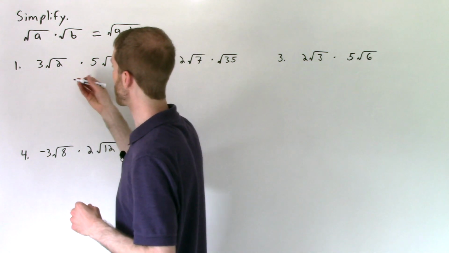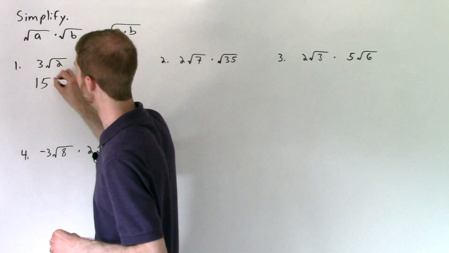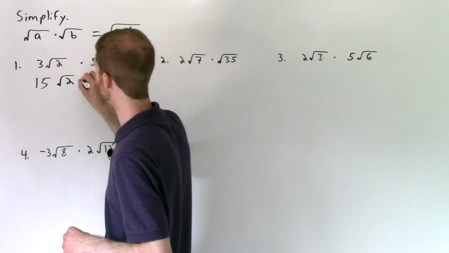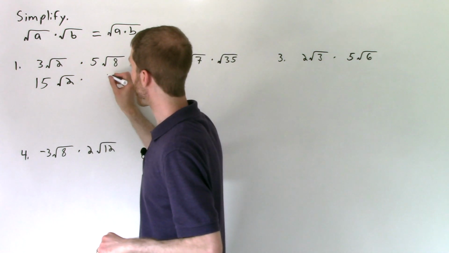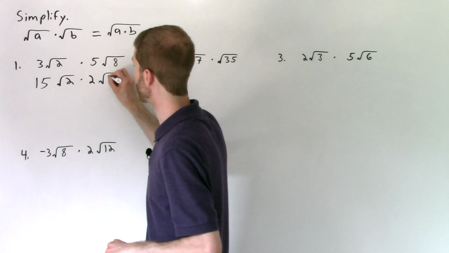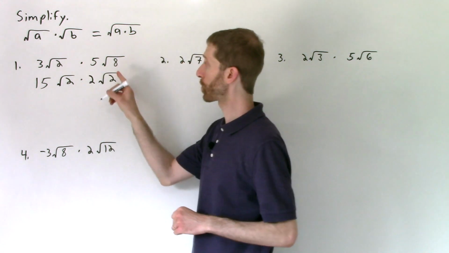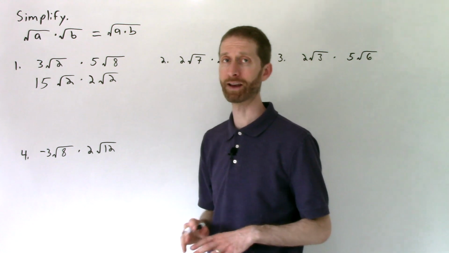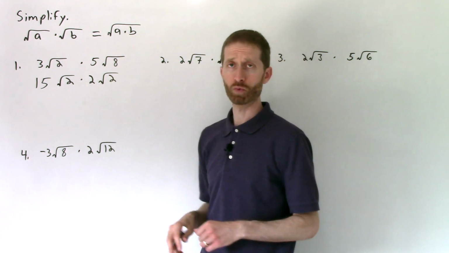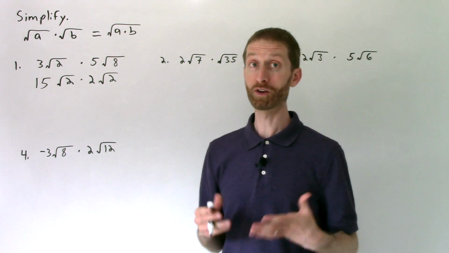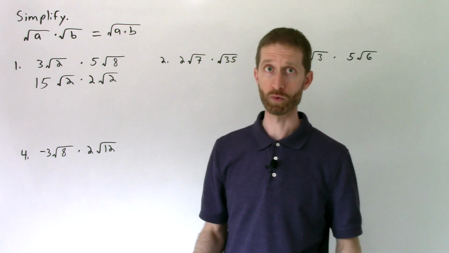First, I multiply 3 by 5. They're on the outside, so that's going to be 15. And then I consider the square root of 2 times the square root of 8. The square root of 8 can be broken down into 2 times the square root of 2. That's because the square root of 4 times the square root of 2 is 8. And if you're looking at that saying, I have no idea how we got from the square root of 8 to 2 root 2, please watch earlier videos on how to simplify square roots.